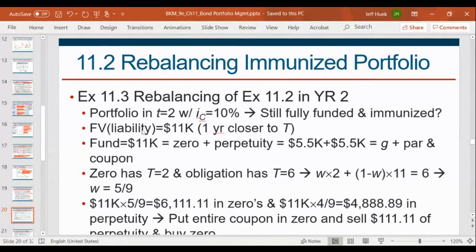Now both liabilities and the time horizon for both assets and liabilities went down by 1 year, because we are 1 year closer to maturity. Our future value of liability is still 11K, but just 1 year closer to maturity. And our bond fund should also be 11K with now 6 years left.